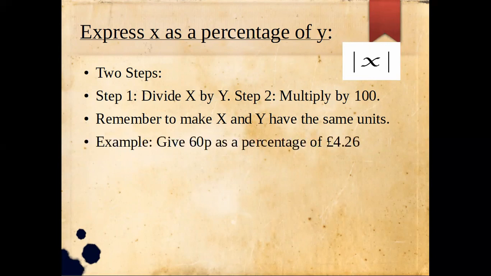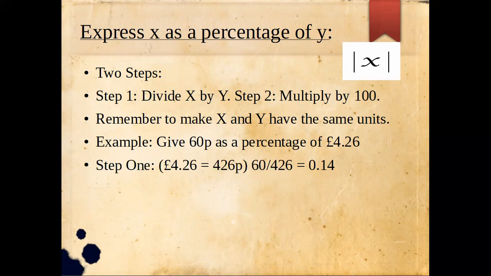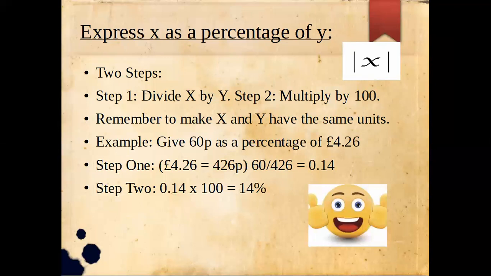Okay, so here's an example. Give 60p as a percentage of £4.26. First of all, we need to make £4.26 into pence. So it's 426 pence. Then we need to divide x by y, which is 60 divided by 426, which equals 0.14. So our answer will be 0.14 times 100, which gives us 14. And because we're looking to express x as a percentage of y, we have to put 14%. It's very important to remember the percentage sign.